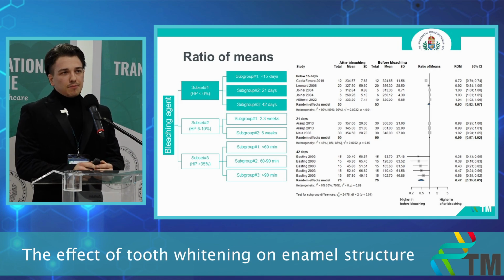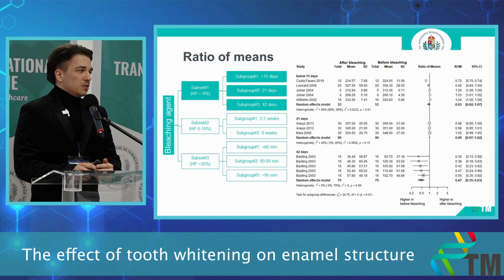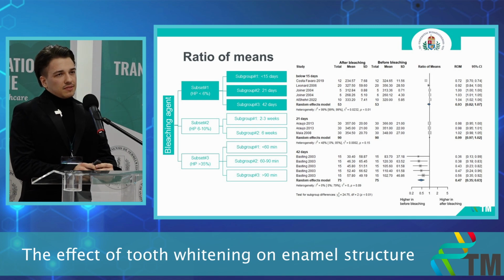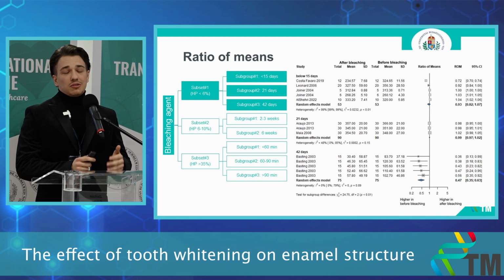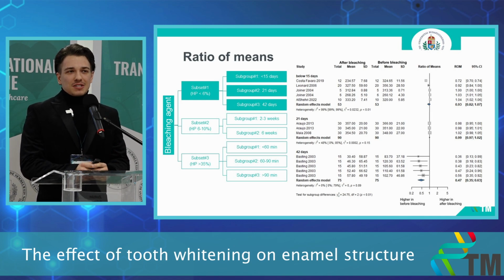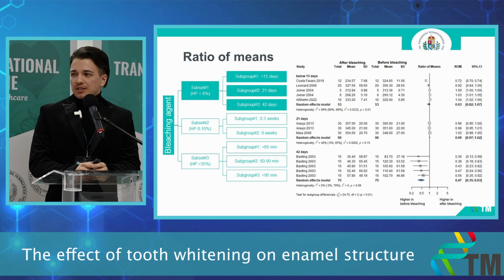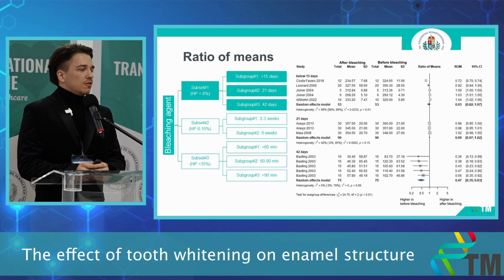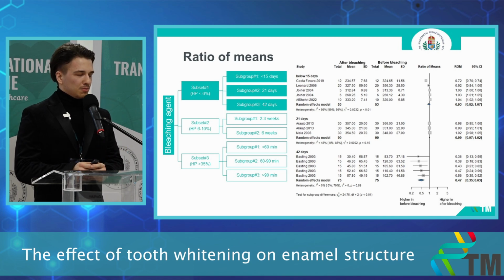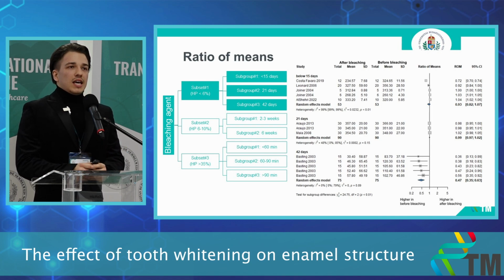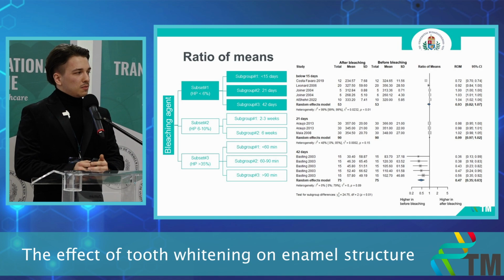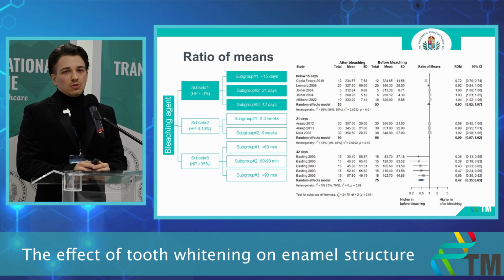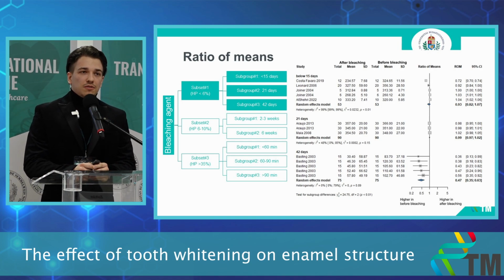Giving you exact numbers of these microhardness values wouldn't be so informative. That's why we've decided to create a percentage value. That percentage value is the ratio of means. That is a calculated number from the before bleaching and then after bleaching microhardness value. If the value is, for example, 90%, that means that the microhardness is decreased from the baseline 100 value to the 90% value because of the bleaching.